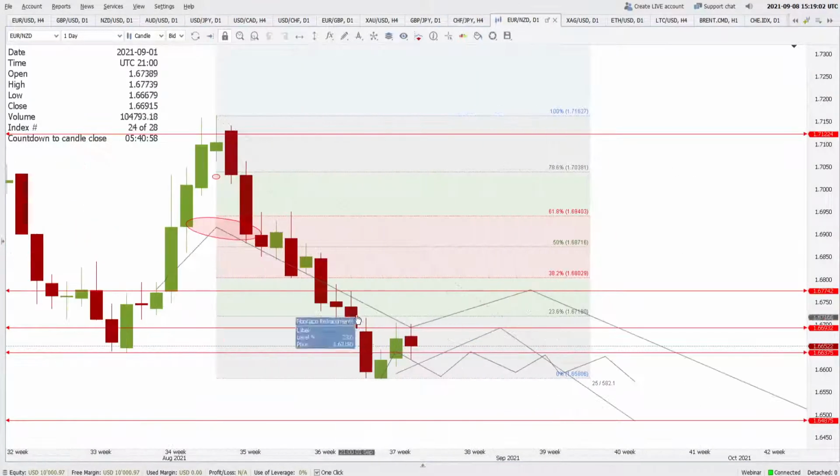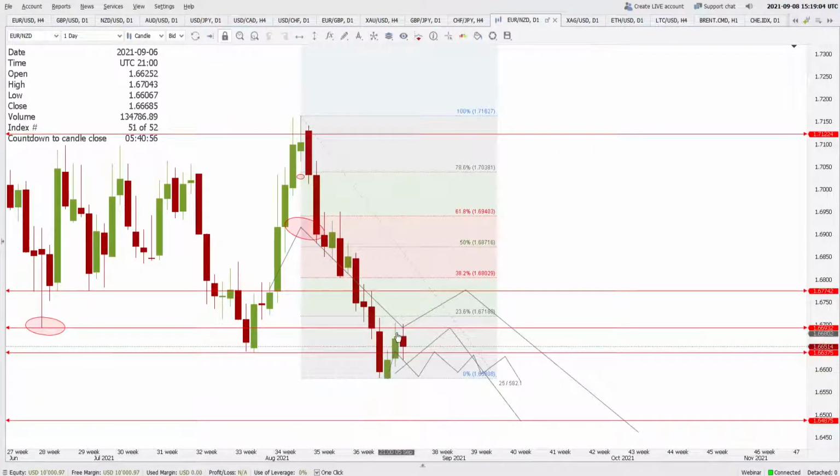Talking about the Euro New Zealand, the price went below, then there was a small pullback, and resistance at 1.6693 seems to be holding. Euro is performing bad, New Zealand dollar is much better. So Euro New Zealand is going down, and 1.6487 is what we are expecting in this market. Of course, 1.6637 will be small support on the way down.